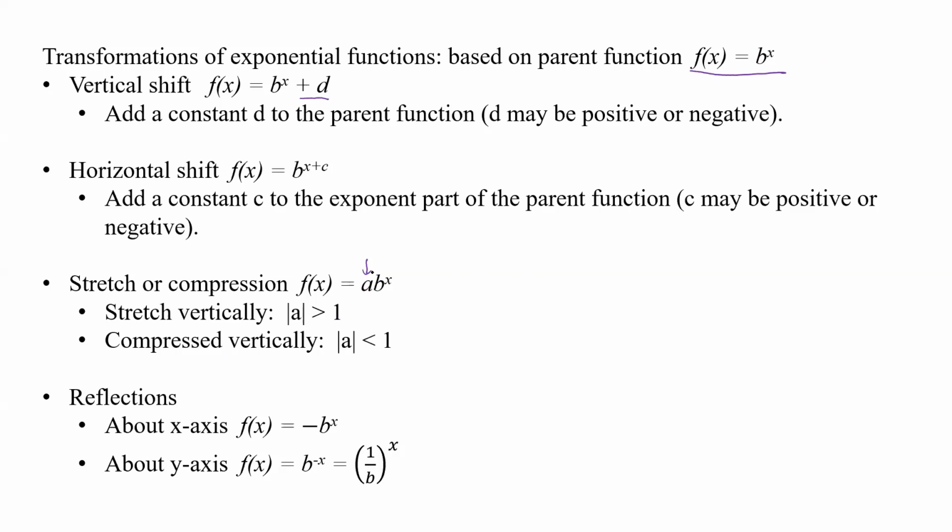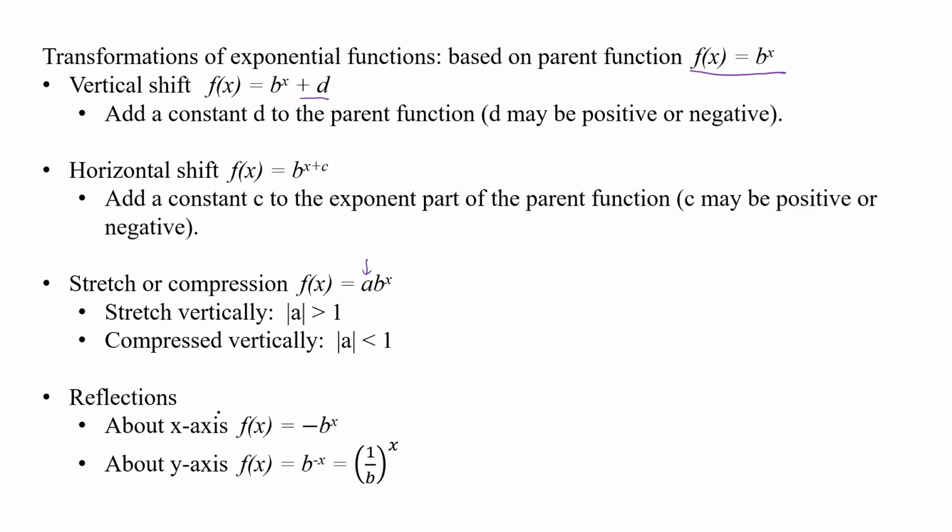And if we compress it vertically, what's going to happen is if we have something between 0 and 1, so basically the absolute value of a is less than 1, well, maybe we have a third here. So instead of 1, we end up with a third, and so our value is going to be at (0, 1/3) instead of (0, 1). So it's going to be pushed down. It's going to compress it closer to the x-axis.